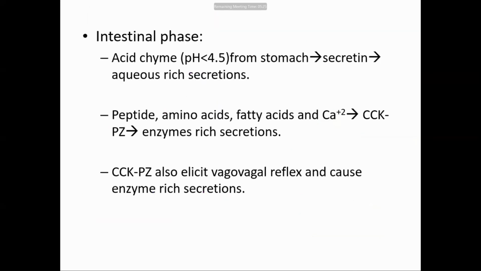And mainly the functions of secretin and cholecystokinin are asked. So when the question is asked, you have to write down from which cells it is secreted, where it acts, and what enzymes or components it releases. You have to answer all.